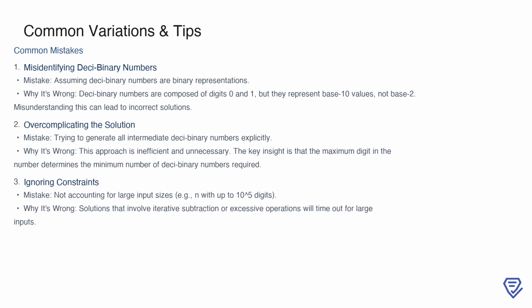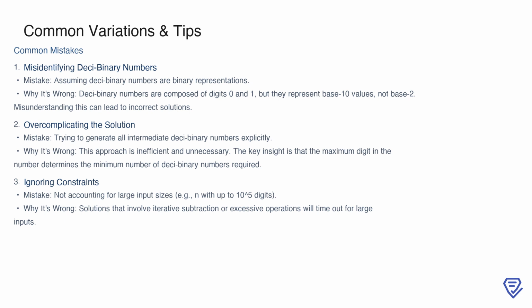When solving this problem, there are a few common mistakes to watch out for. First, some people confuse Deci-Binary numbers with binary representations. Deci-Binary numbers do use only the digits 0 and 1, but they represent base 10 values, not base 2. Misunderstanding this distinction will lead to incorrect solutions. Another mistake is overcomplicating the approach by trying to explicitly generate all intermediate Deci-Binary numbers. This is inefficient and unnecessary since the core insight is that the minimum number of Deci-Binary numbers you need is determined by the maximum digit in the number.